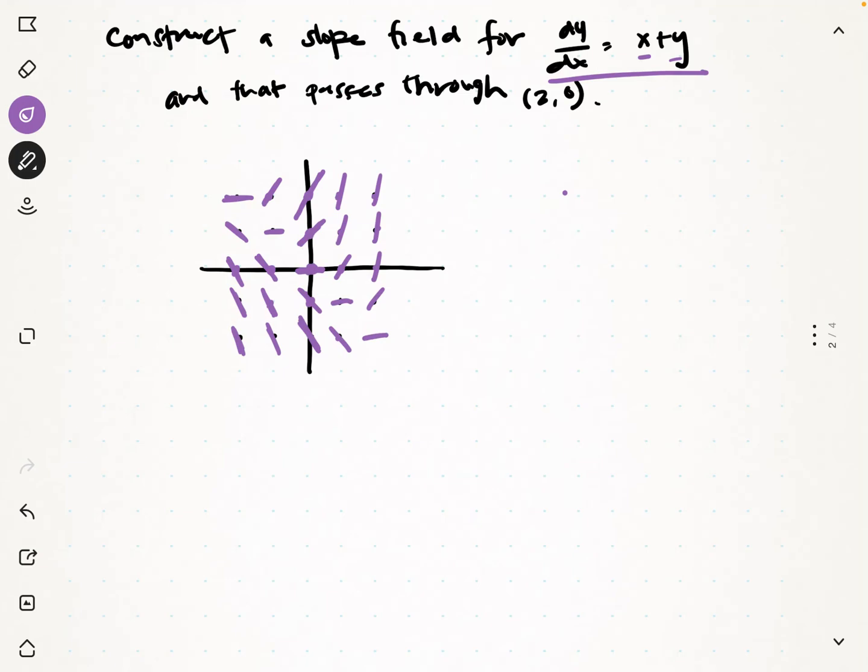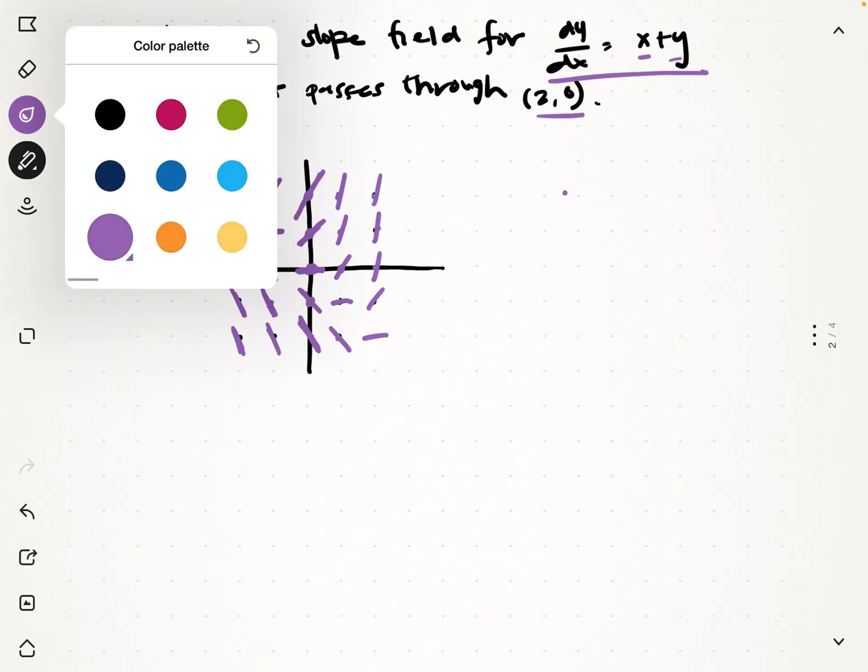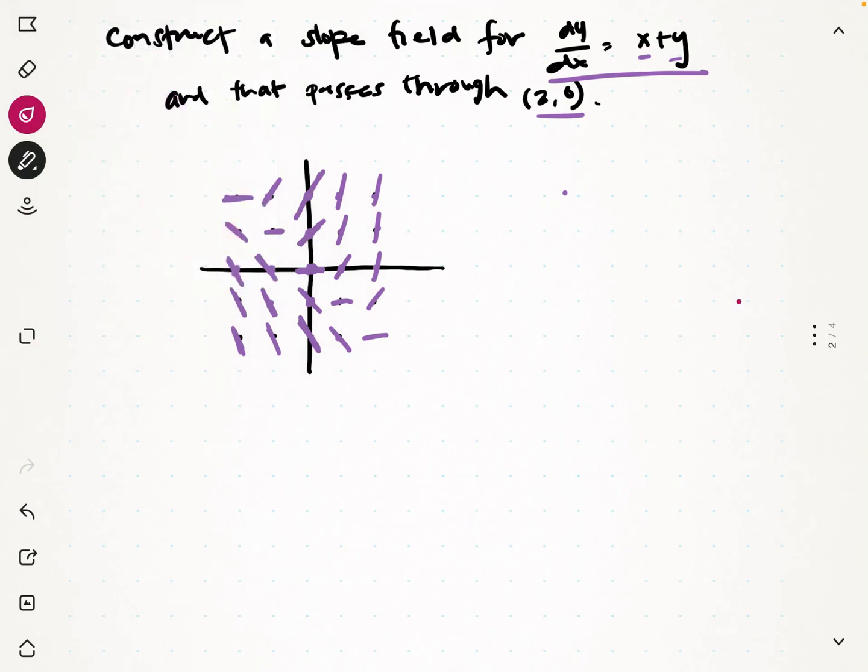So now it's asking that it passes through 2, 0. So what we're going to do is locate our point 2, 0. So that would be at 2, 0 here. And we're going to try to follow the trend of the curve. So if you look here, if we follow this trend, it looks kind of like this. Alright, so we're following the slopes of this curve to kind of draw where this graph is heading.